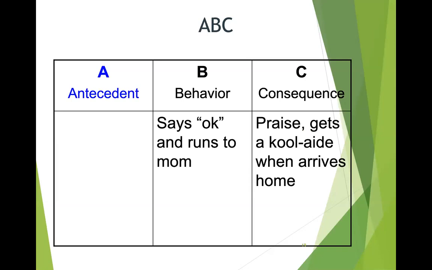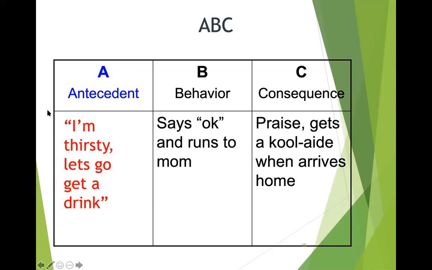So we can look at modifying the antecedent. So how do we do that? If we do this, we can do making a statement like, I'm thirsty, let's go get a drink. So if we do this, we are still able to provide positive consequences. So as you can see, mom goes ahead and says, I'm thirsty, let's go get a drink. The behavior changes and the child says okay and runs to mom. And as a consequence, that child gets praise and Kool-Aid when they arrive home.